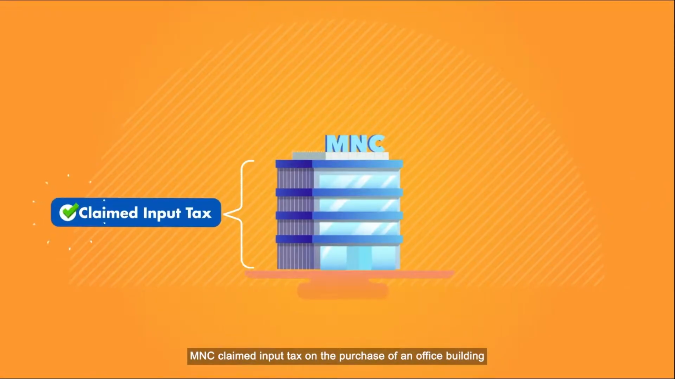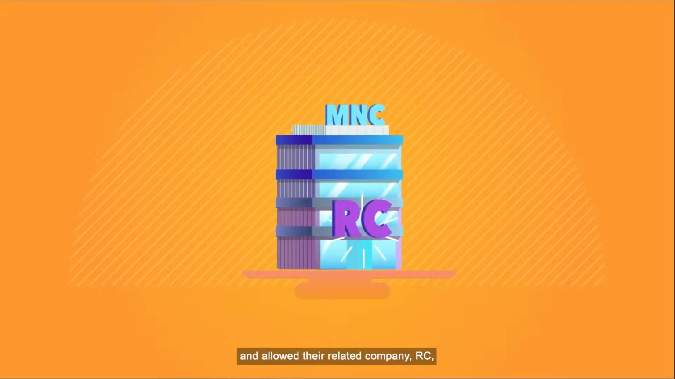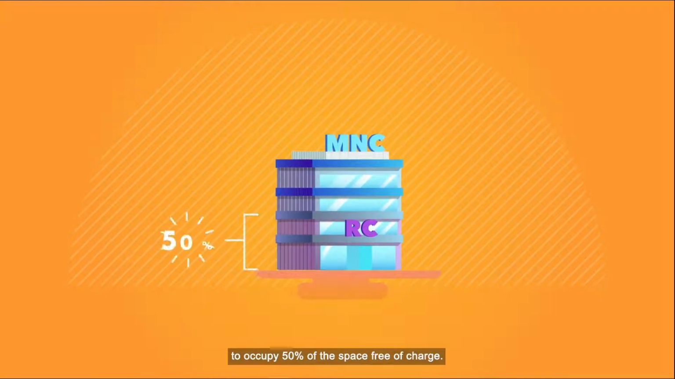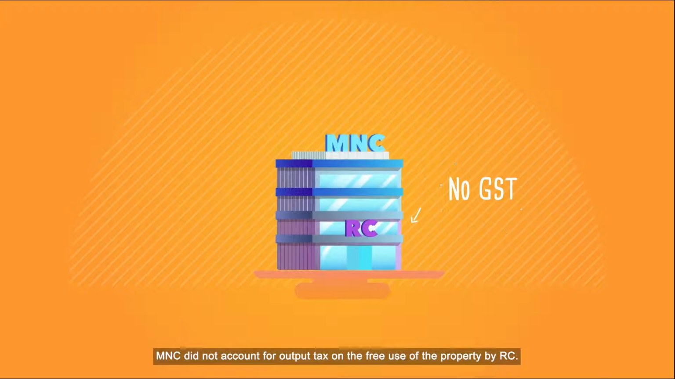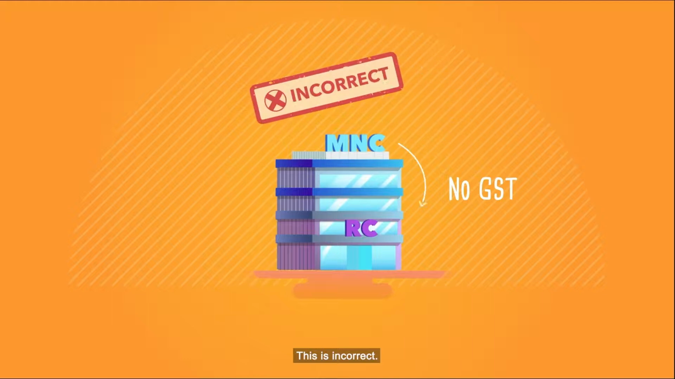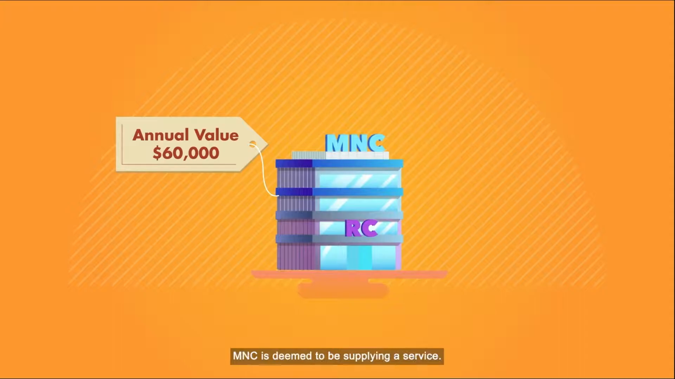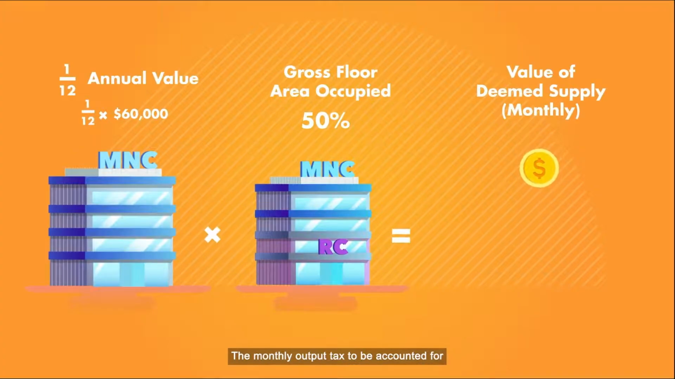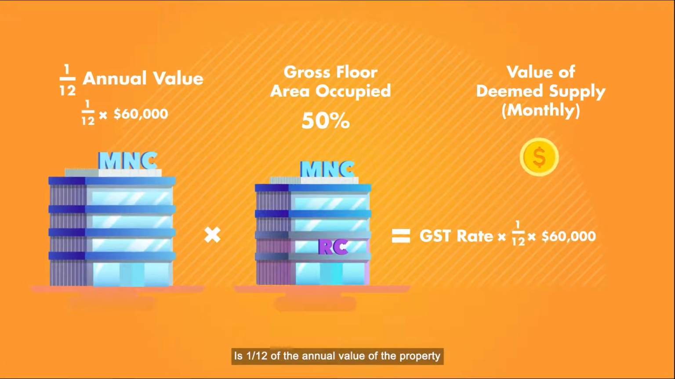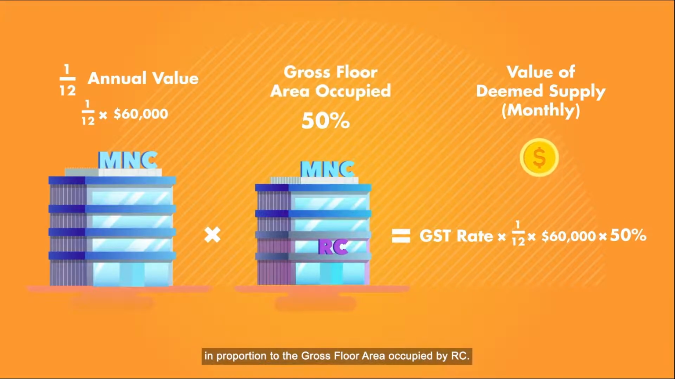MNC claimed input tax on the purchase of an office building and allowed their related company, RC, to occupy 50% of the space free of charge. MNC did not account for output tax on the free use of the property by RC. This is incorrect. Since RC is using the property for free, MNC is deemed to be supplying a service. The monthly output tax to be accounted for is 1/12 of the annual value of the property in proportion to the gross floor area occupied by RC.